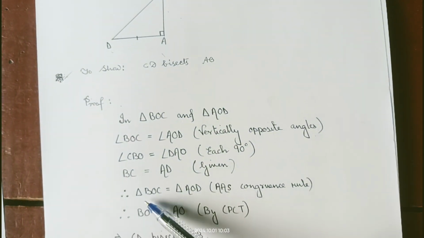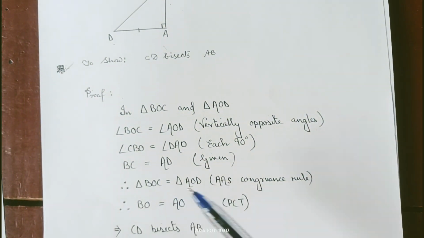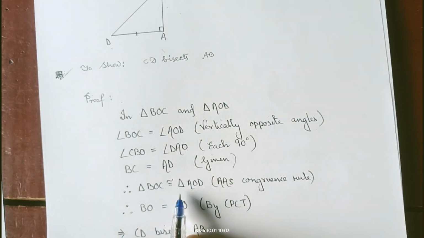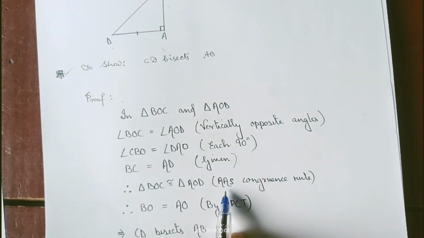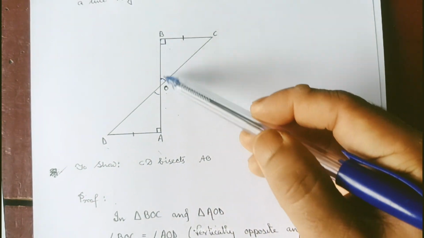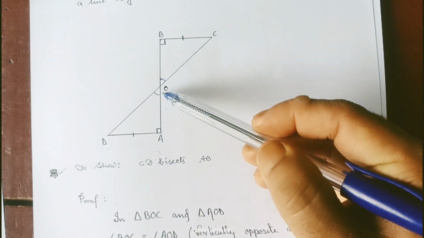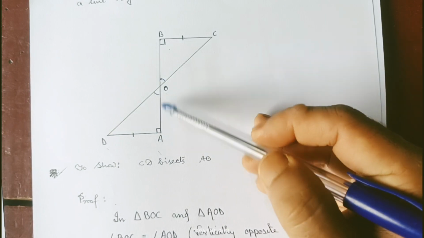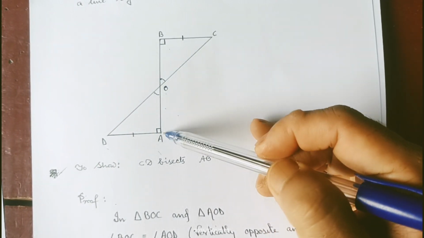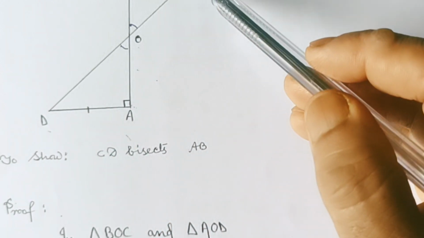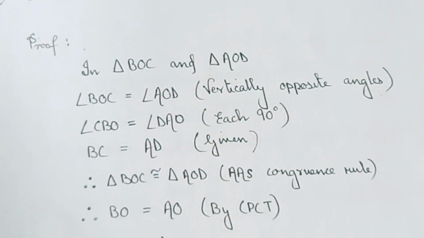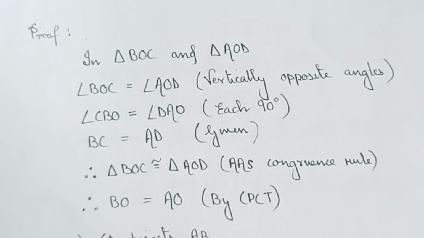So here we have written triangle BOC is congruent to triangle AOD by angle, angle, side congruency. Since triangles are congruent, so we can write BO equals to AO by CPCT. BO and AO are corresponding parts, so since triangles are congruent, these two parts also must be equal. So CD has bisected the line AB. So we can write CD bisects AB, hence proved.